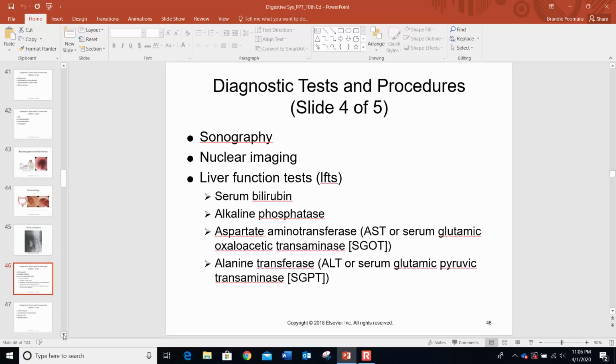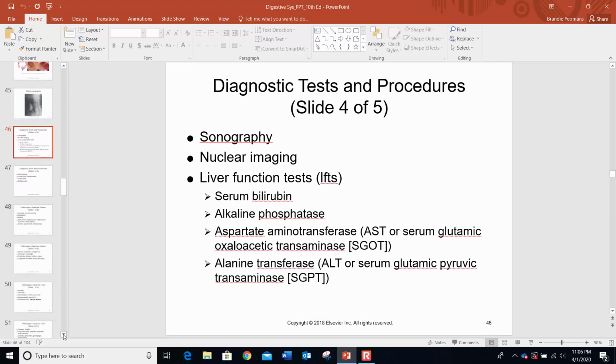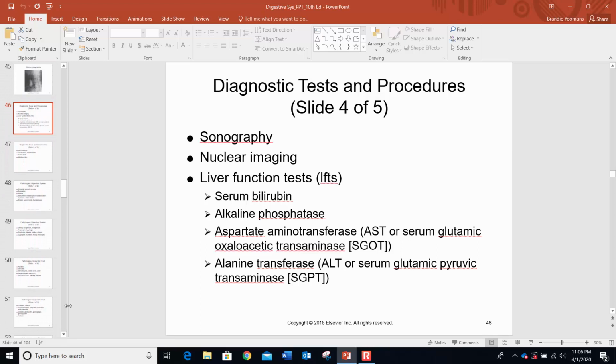We also can use ultrasound, which is that sonography, different types of nuclear testing, which is done through x-ray as well. Some lab tests. We can draw some blood. We can look at liver function tests, or LFTs, looking at serum bilirubin. Remember, when we have patients that begin to look jaundiced, that's because there's too much bilirubin in their blood and it's not being able to be broken down. We'll see that a lot of times with our patients that have liver failure.